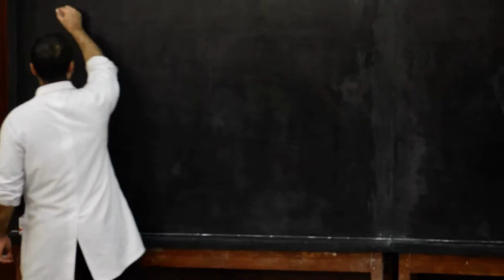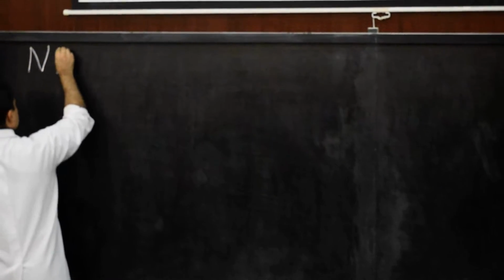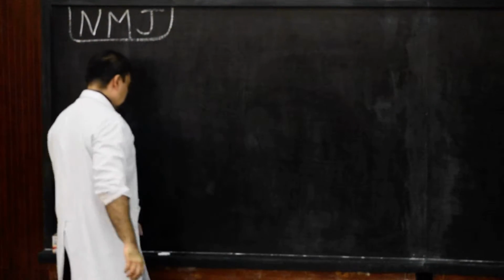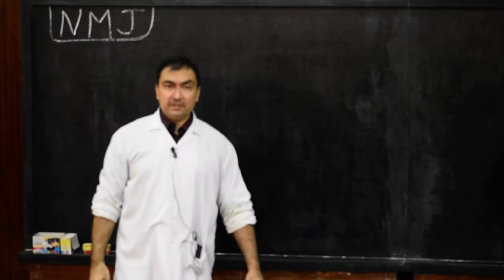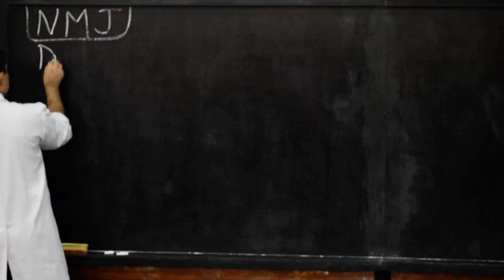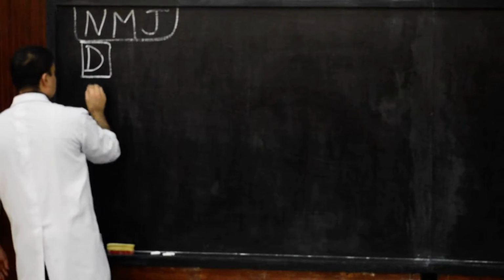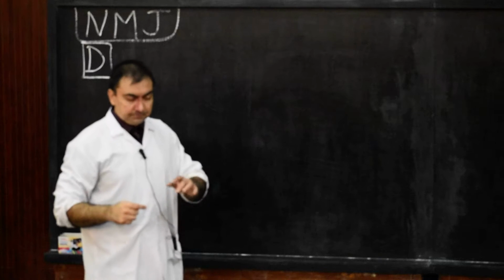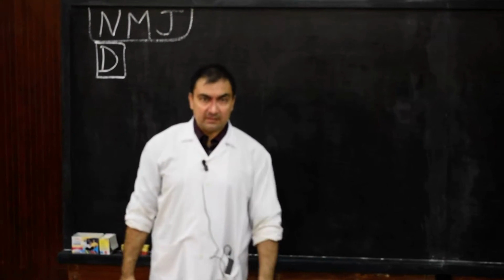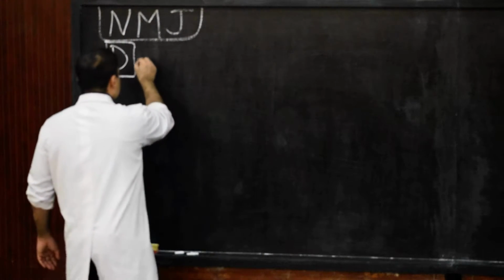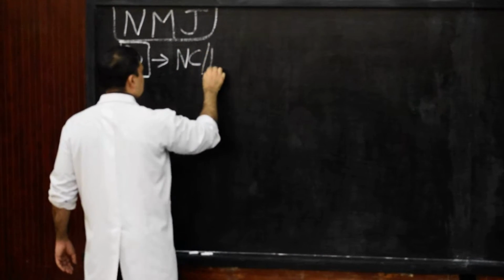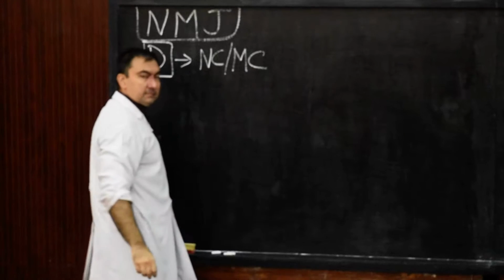So, in the neuromuscular junction, which is one of the most important lectures of general anatomy, we shall study with the definition. First, we'll take point by point the definition of neuromuscular junction. Basically, it is a junction between the nerve cell and muscle cell, or it is also known as a synapse between the nerve cell and muscle cell.